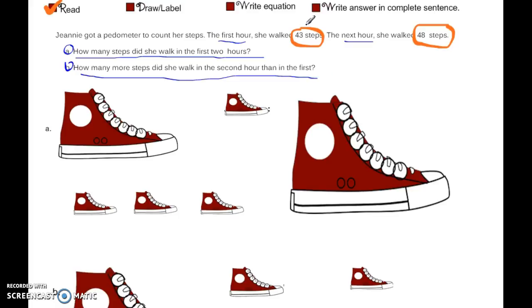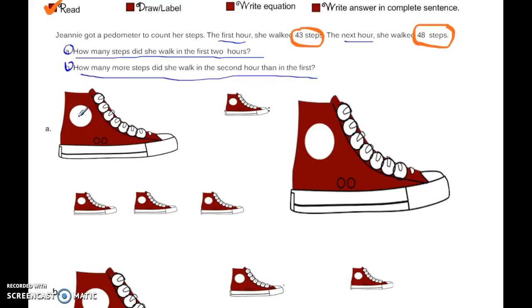But first, before we do, I want to create my tape diagram for problem A. So I'm going to draw and label a tape diagram for problem A, question A. Go ahead and pause the video, create a tape diagram so that you understand the wholes and the parts of the problem, and then press play when you're ready to check yours with mine.